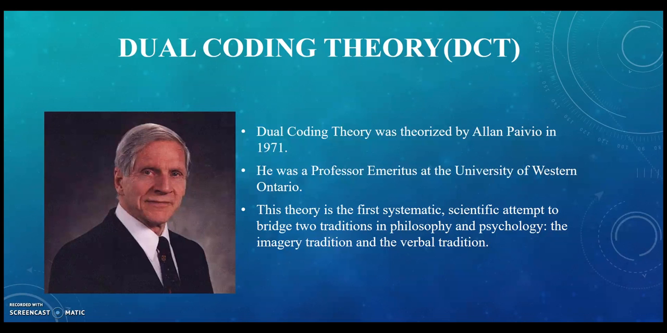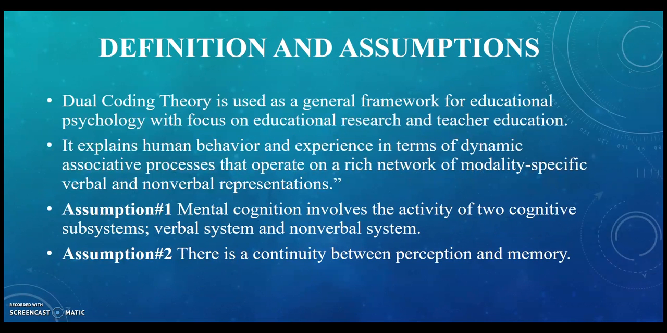In this presentation, I will discuss the basic principles of dual coding theory. This theory was theorized by Alan Paivio in 1971. He is a professor emeritus at the University of Western Ontario. From a historical perspective, this theory is the first systematic scientific attempt to bridge two traditions in philosophy and psychology, the imagery tradition and the verbal tradition.